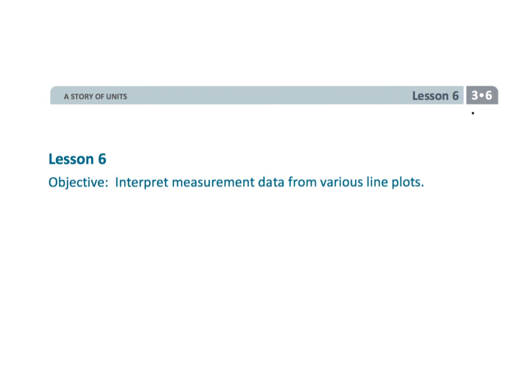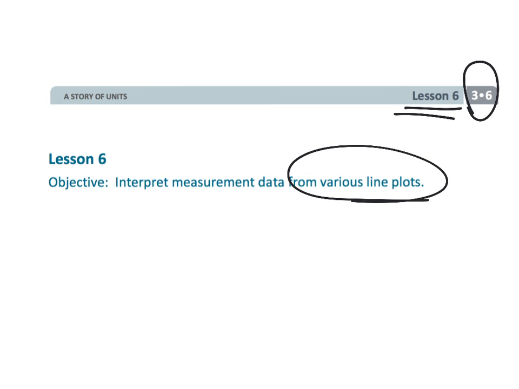And that wraps up 3rd grade, Module 6, Lesson 6. We're given some line plots, and then we have to basically interpret the information in that line plot.